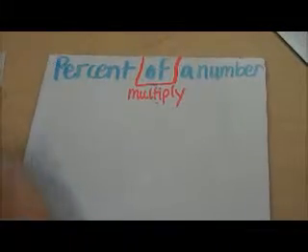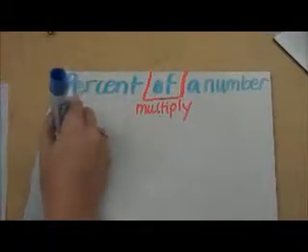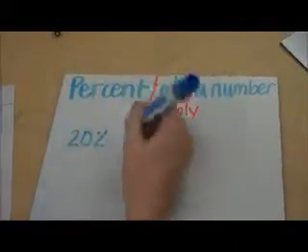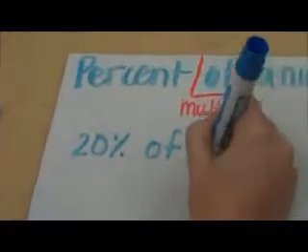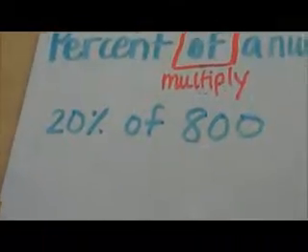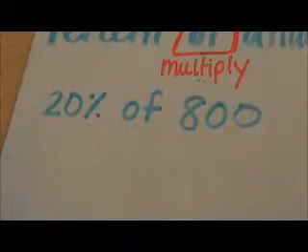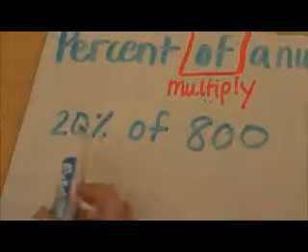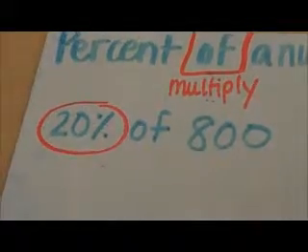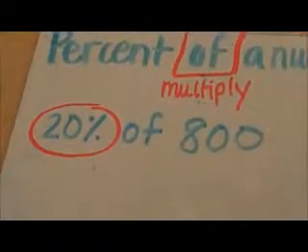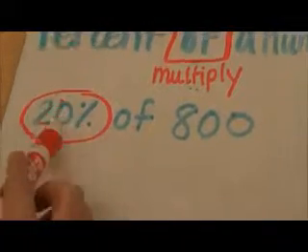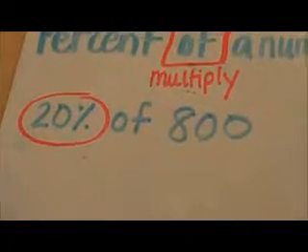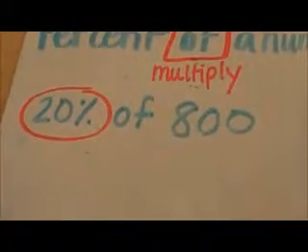Okay, let's start with 20% of 800. Okay, now as we know, in order to multiply, I can leave 800 as it is because that's just my regular whole number, but I'm going to have to do something to this 20%. And that is the reason why they had chapter 9 of multiplying and dividing decimals, because we are actually going to change this 20% to a decimal and then multiply it by 800.